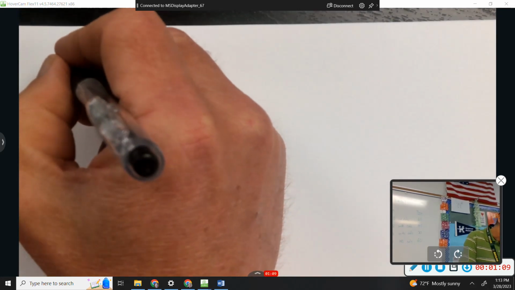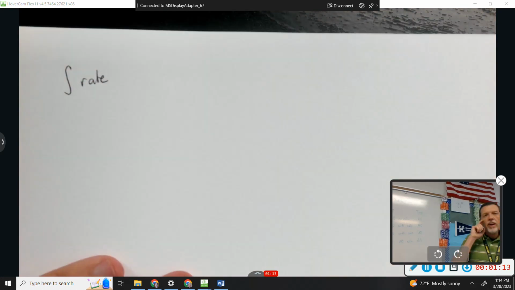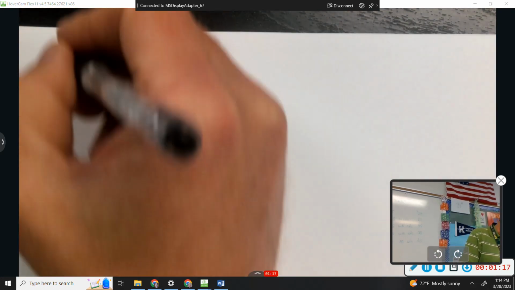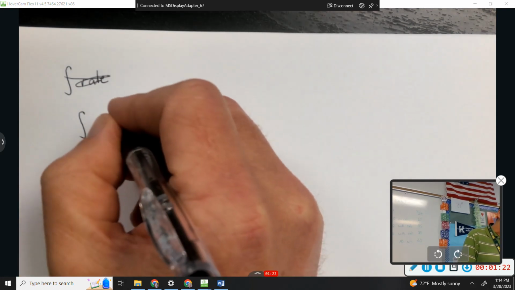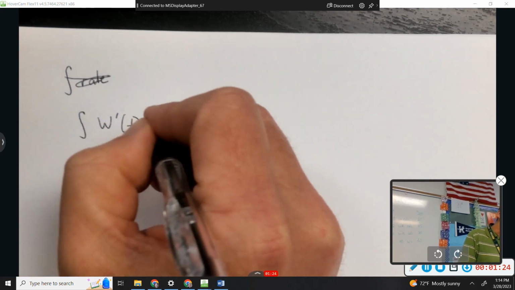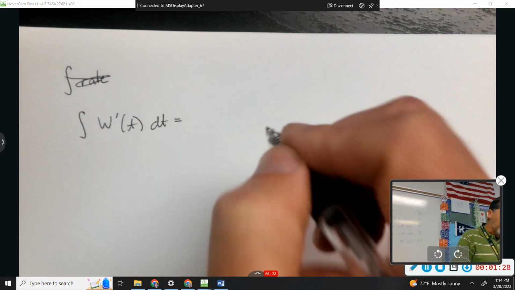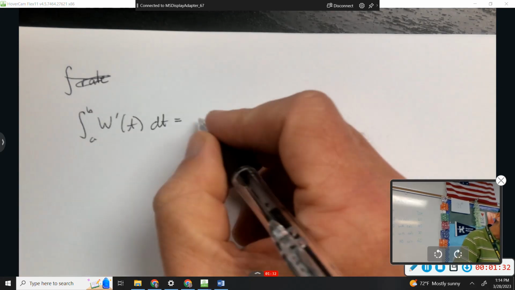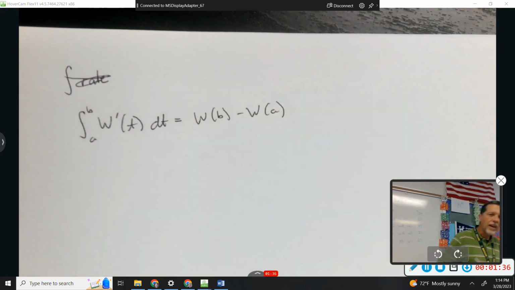Let's just back up and talk big picture for a minute. If you take the integral of a rate, you know what? Let's back up even one more than that. If you take the integral of w prime, you get w. And so this was, well, if we put a and b on there, W of b minus W of a.